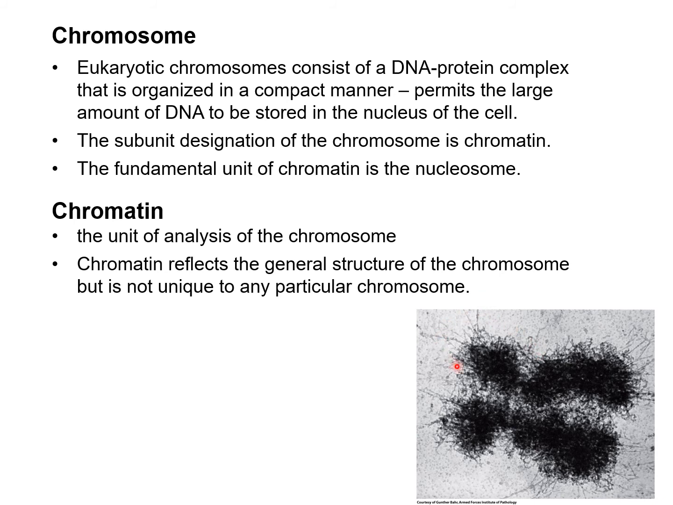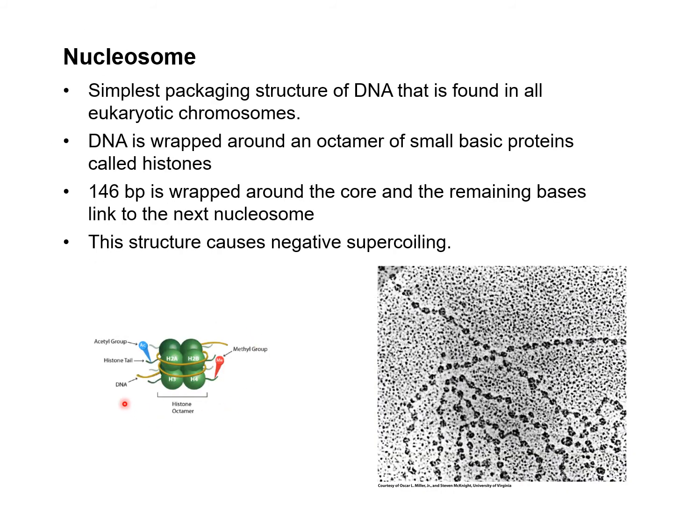So here, what you're looking at is the chromosome, which is the whole highly packed DNA molecules during the mitotic phase. Each chromosome consists of two sister chromatids, which is another term for the DNA molecules. And the nucleosome, which you can see in this electron micrograph as black beads, is the simplest packaging structure of DNA that is found in all eukaryotic chromosomes.